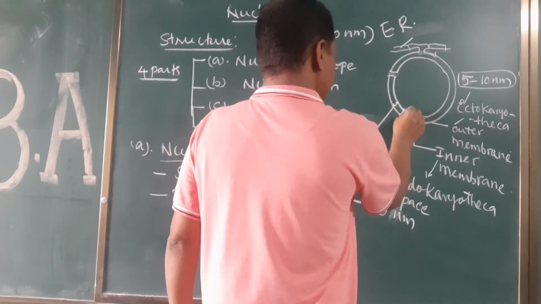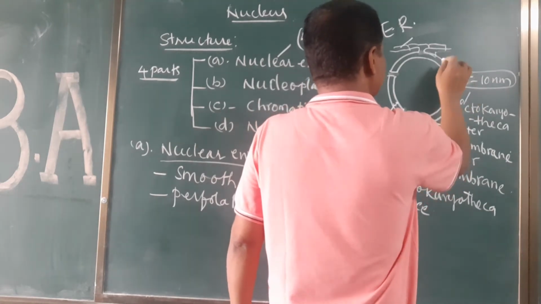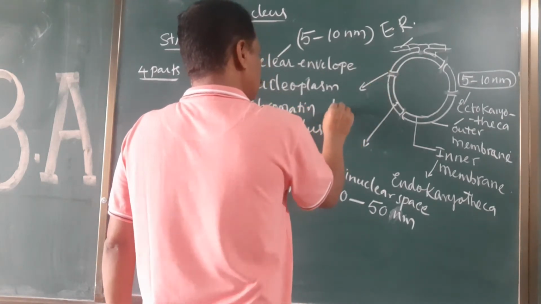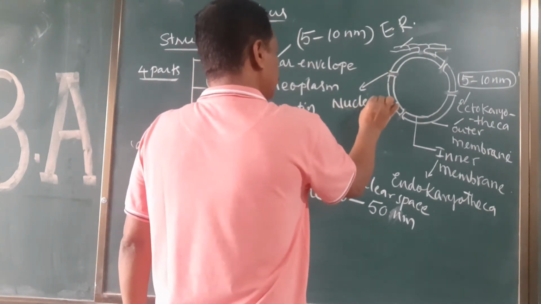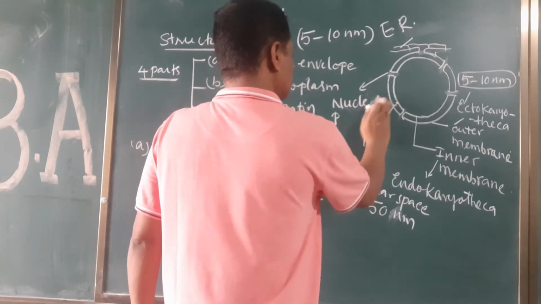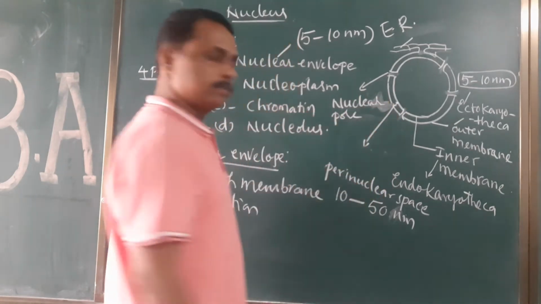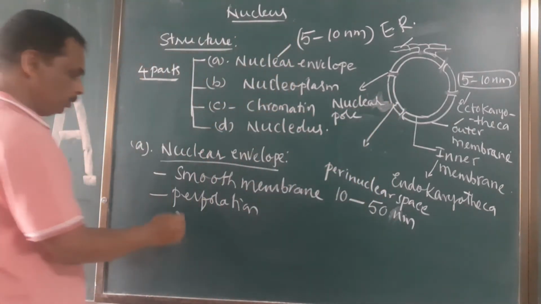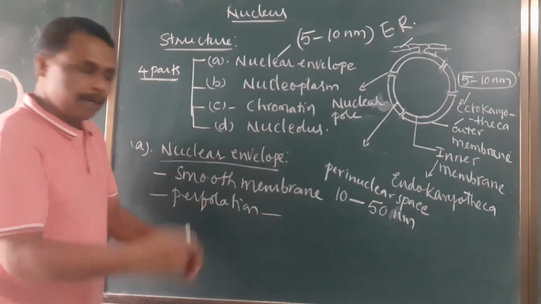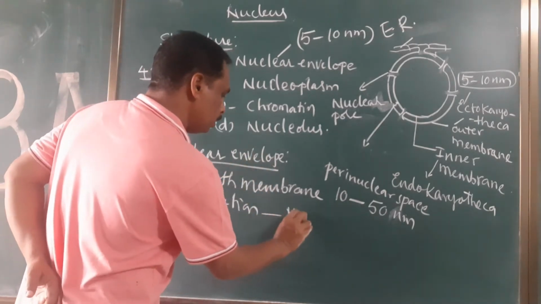As they overlap, an opening spot will be formed. This opening spot will be called nuclear pore. So due to these perforations, outer membrane and inner membrane overlap and form an opening space called nuclear pore.